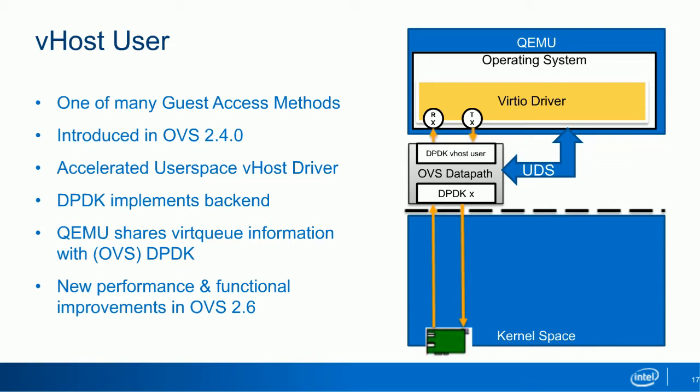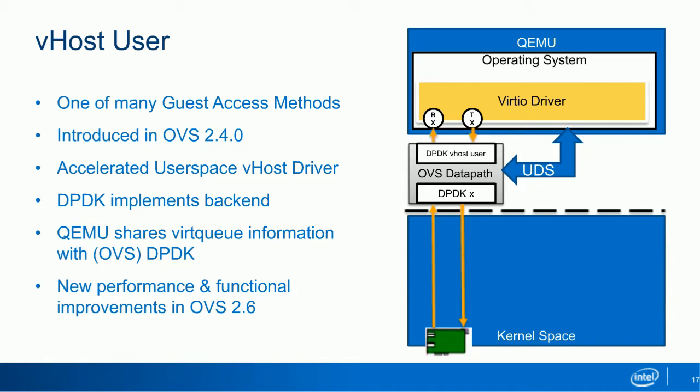However, the de facto method offered by OVS DPDK is something called vHost user, and this was introduced in OVS 2.4. What it is, essentially, is a user space vHost driver whose backend is implemented in DPDK. And how it actually works is QEMU, which is running the virtual machine, will share the location of guest virtual queues with OVS DPDK.